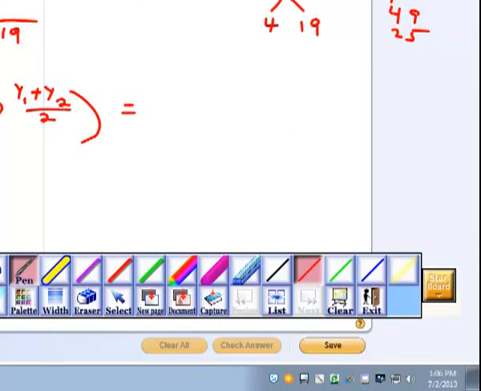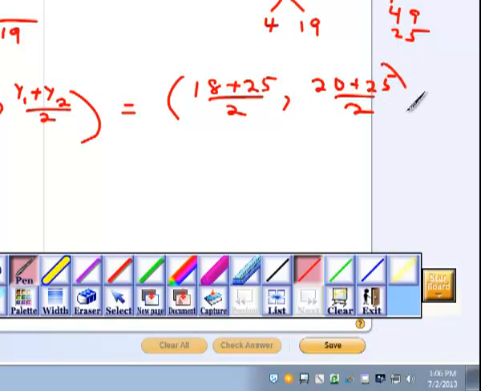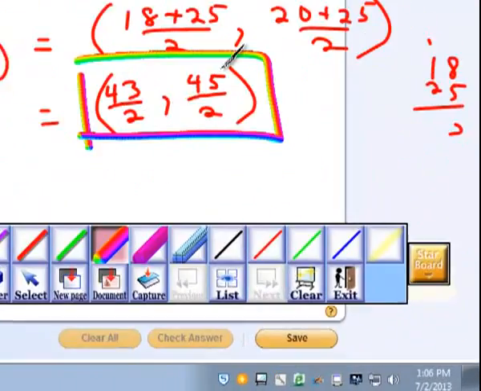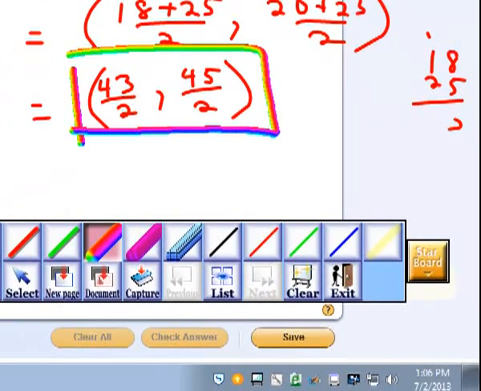And so this will be 18 plus 25 over 2. And then you're also going to have 20 plus 25 over 2. And you may get a fraction with that. So 18 and 25, okay, that'll be 43 over 2. And then this will be 45 over 2. And you can just leave it as a fraction. Okay. All right, so that's your midpoint and your distance formulas. Okay, and these play a part in our problems that we work with as far as a circle.